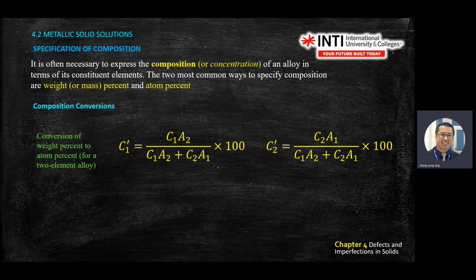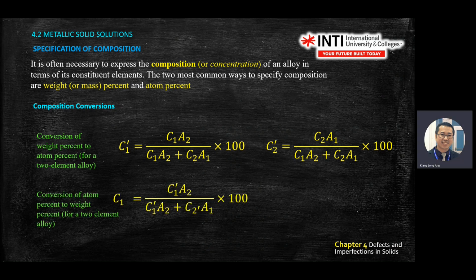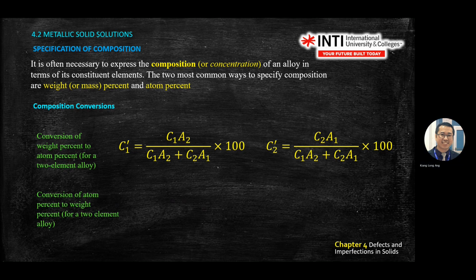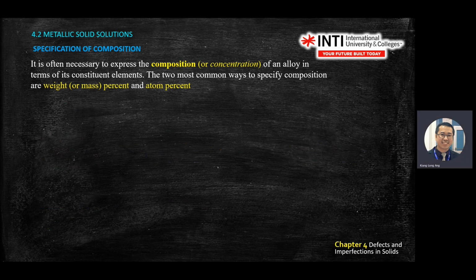So what you need is that there are two. The first two that I give you, you are given the mass, you convert into atom percentage. All right, so C1 times A2, C1A2, and this one is C2A1. Okay, so don't mix these two. What is A? A is atomic weight.